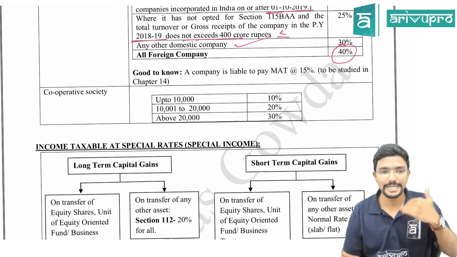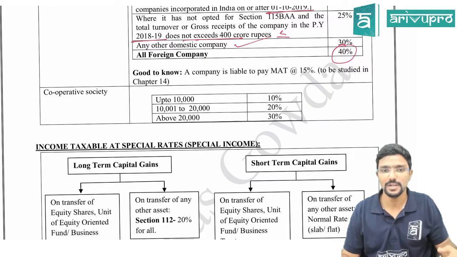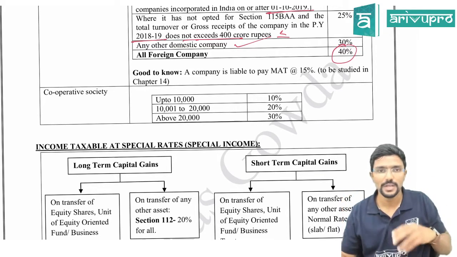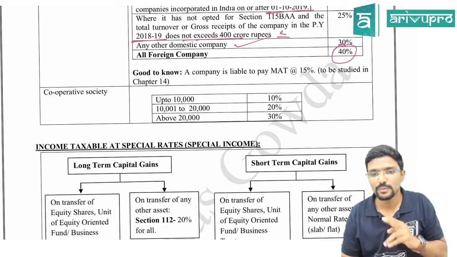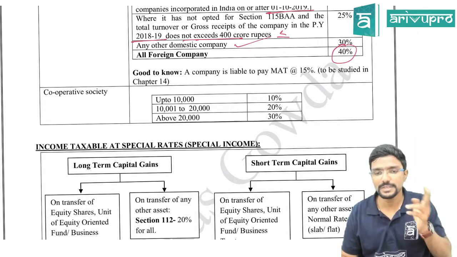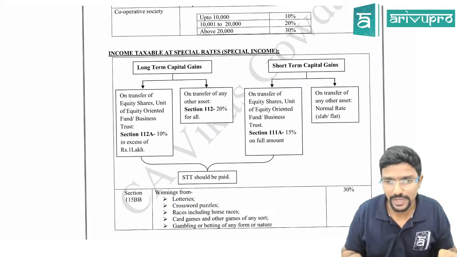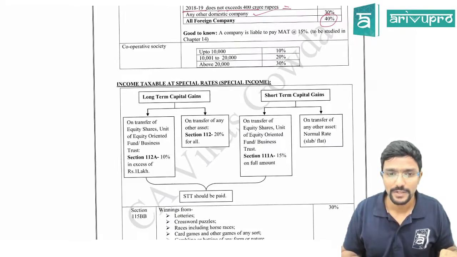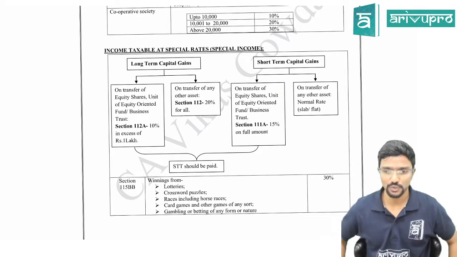Next, the next category of person is cooperative society. For them, again, slab rate is applicable up to 10,000. There is nothing called basic exemption limit for them. If you are having income up to 10,000, 10%, 10,000 to 20,000, 20%, more than 20,000, 30%. It is also called slab rates. Clear? Then whatever we saw till now is called normal rates. Agree? Then there are some special incomes which are taxed at special rates. Which are those? I have drawn a chart.